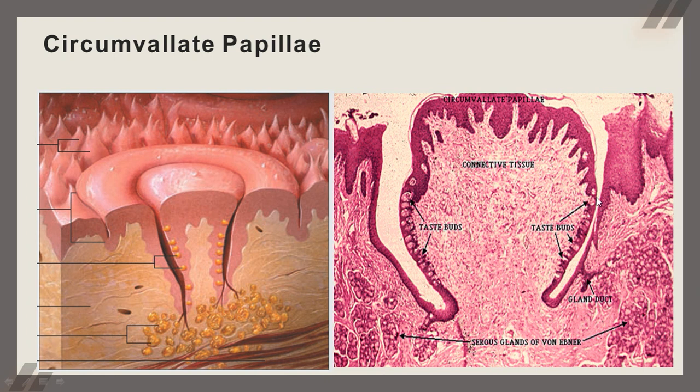So this is circumvallate papillae. 10 to 12 in number, contain cleft. Superior portion is keratinized and lateral borders are non-keratinized, and taste buds are present in the lateral portion.